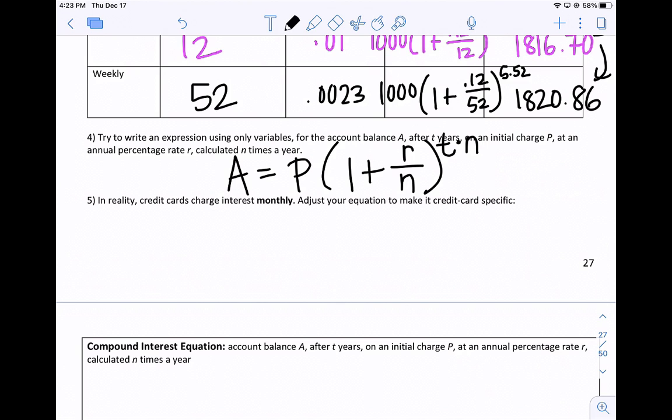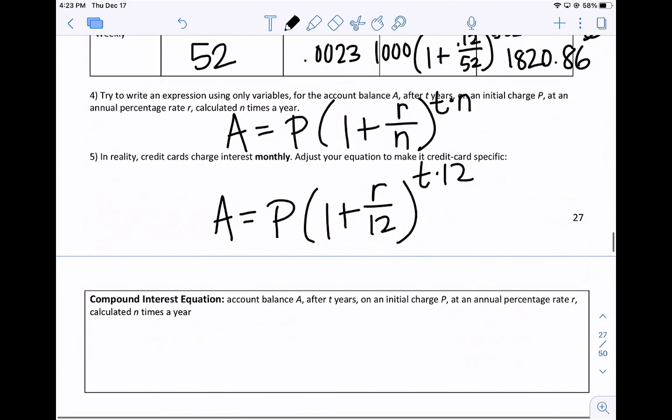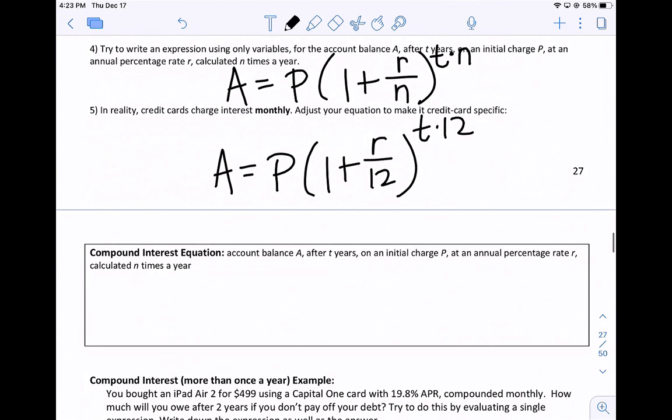Number 5, it says, in reality, credit cards charge interest monthly. Adjust your equation to make it credit card specific. So for monthly, the only thing we would change is we would divide by 12 and then multiply our number of years by 12, because it's 12 times a year for that many years. So that's our compound interest equation when they calculate the interest more than once a year.